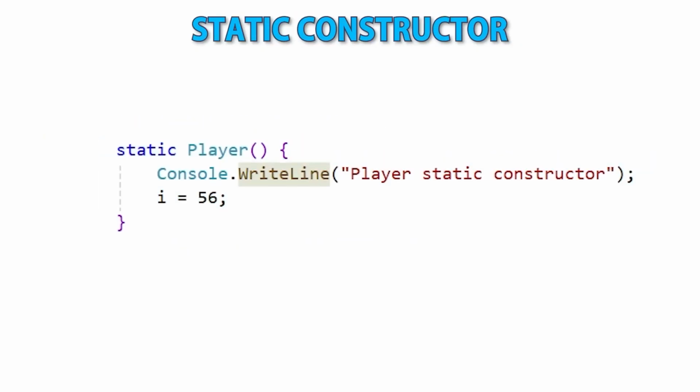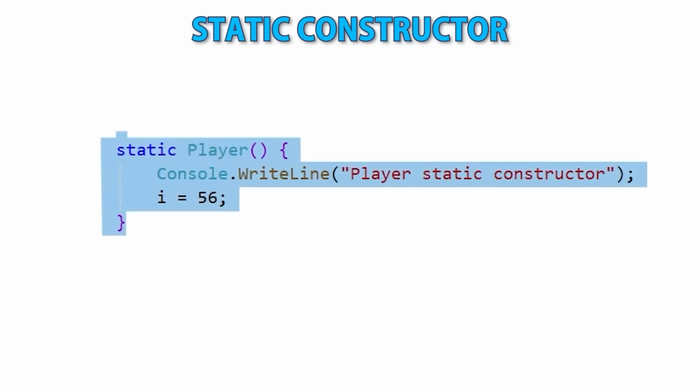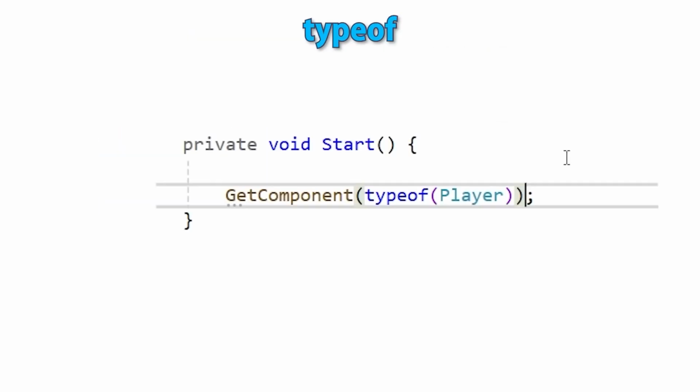Then we're going to learn about static constructors. These are kind of like the normal constructor, but they run just once for the entire class. After that, we're going to learn about the typeof keyword. This lets us get a System.Type object of any type that we have. This is very important to use alongside reflection.